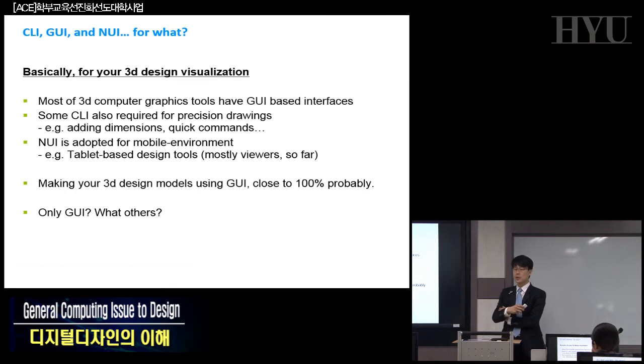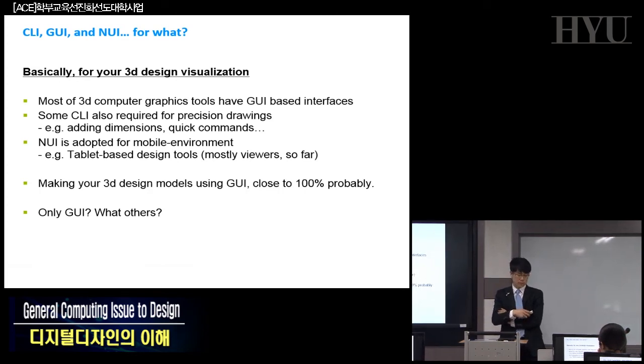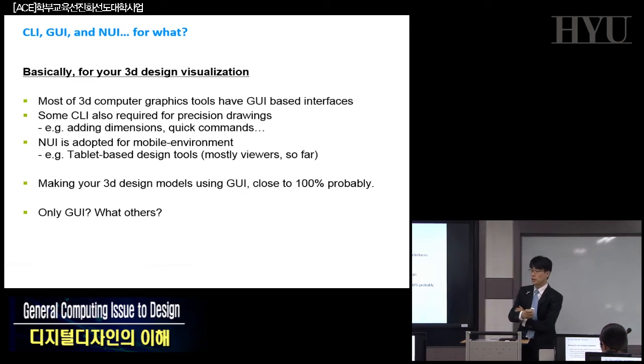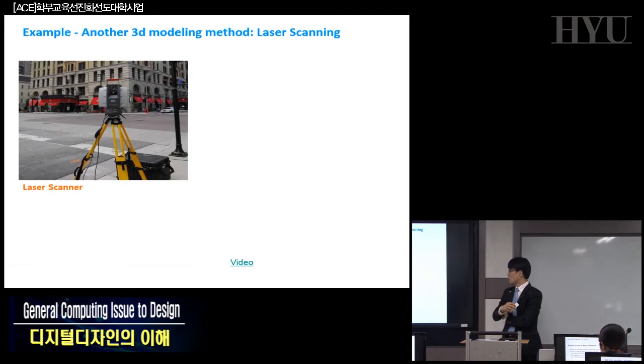And also, NUI is still available, especially for viewing the items. What if you want to see your model using your smartphone on site? Then a NUI-based interface is going to be very useful for viewing your design. So making your 3D design models using GUI, in reality, is probably 100%. So are there only GUI and this kind of NUI for making your 3D? Actually, there are some more technologies. And just for your information, let me show you some examples.